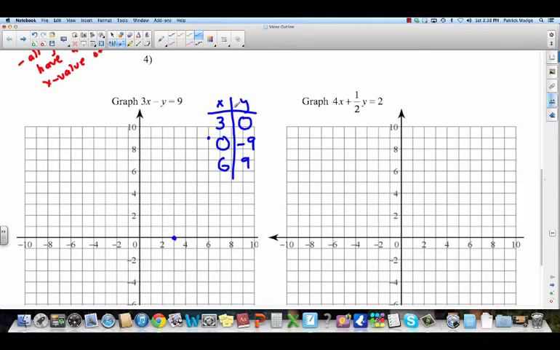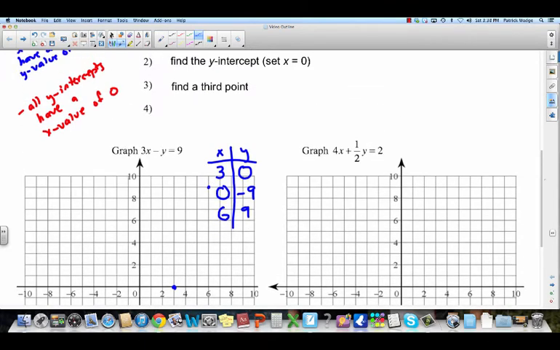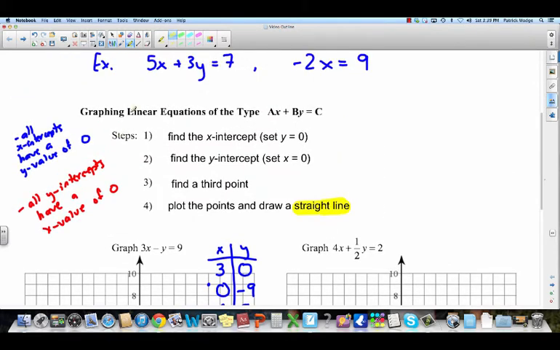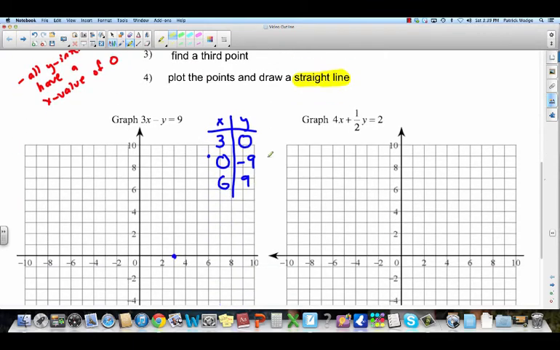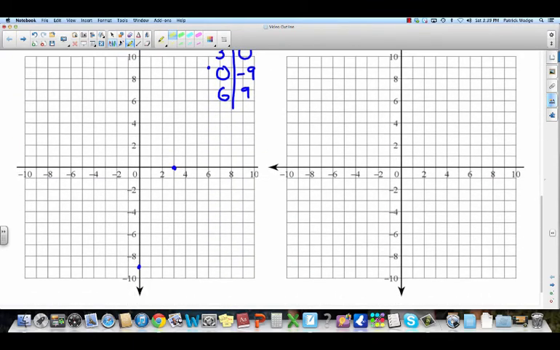Now, the last point, and this is when you'll become even more confident in your answer, you should be able to plot the points and draw a straight line. This is why it's called a linear equation, because you should always get a straight line. So I will now draw a line with my 3 points, and they should line up perfectly. Let's see if it works. Absolutely. It goes through all 3.